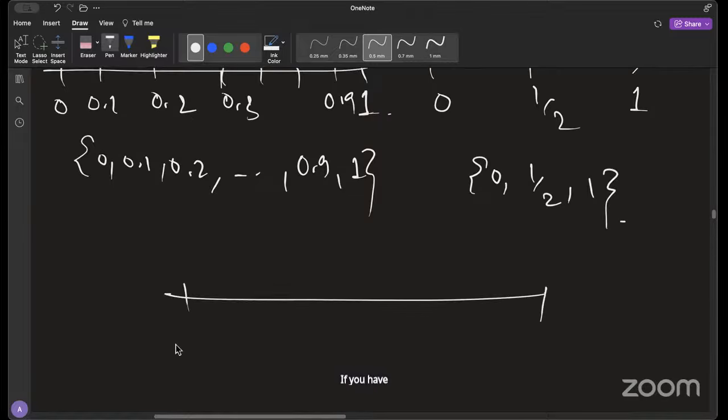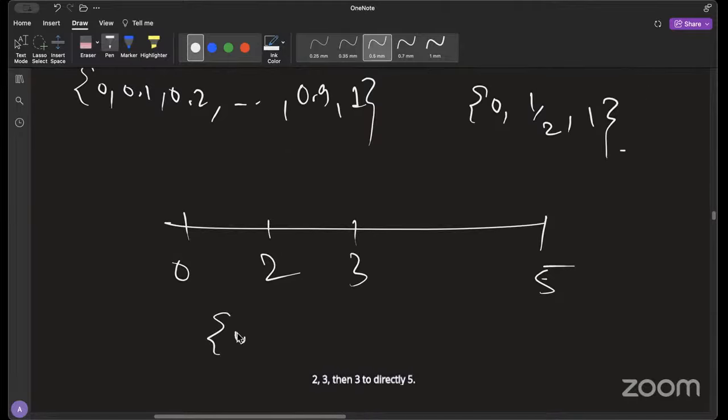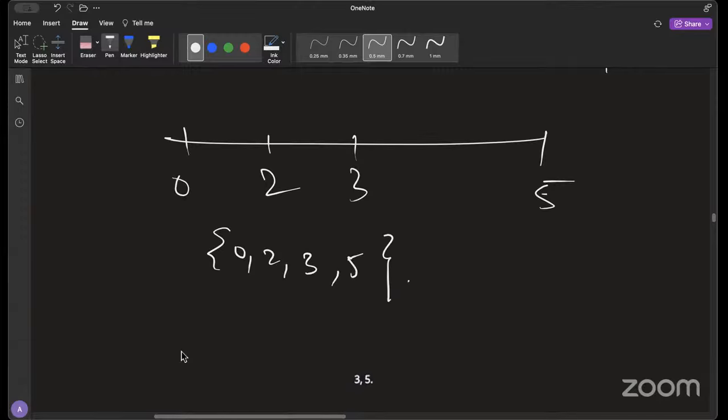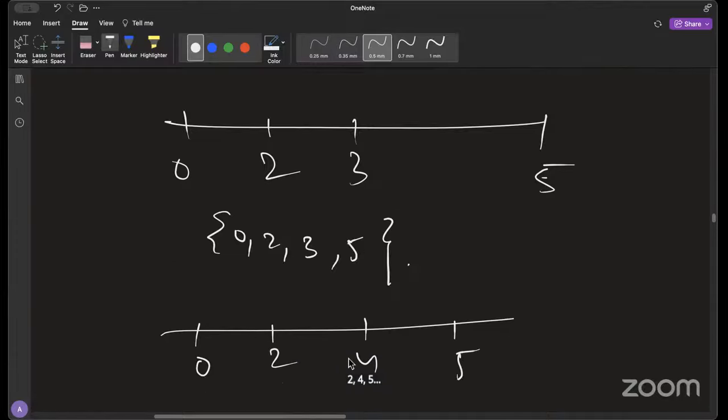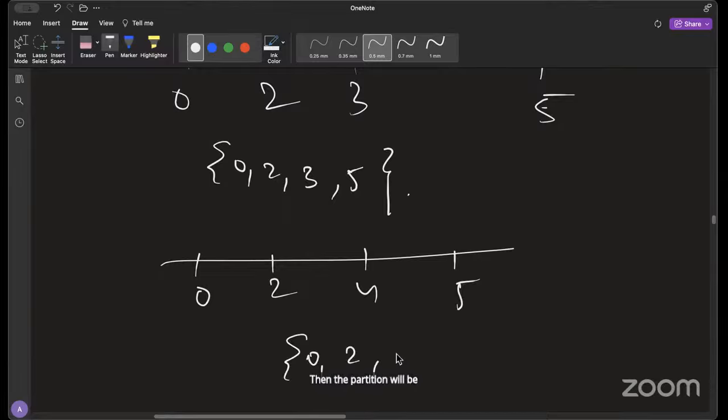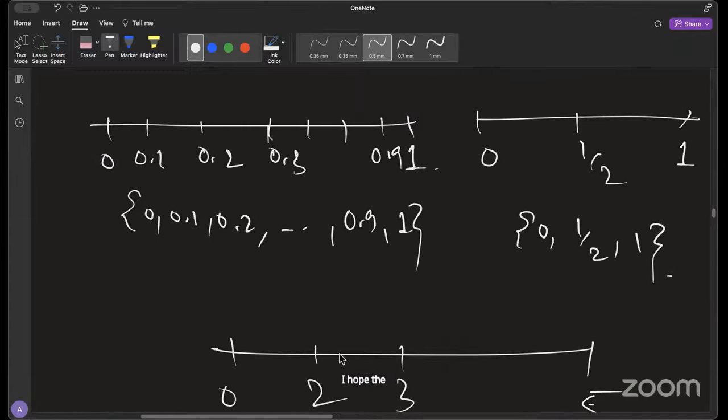If you have something like this, 0 to 1, or let's say you have 0 to 4 here, 5, then this could be 0 to 2, 2 to 3, then 3 directly to 5. The partition would be 0, 2, 3, 5. If instead you do this, 0, 2, 4, 5, then the partition will be 0, 2, 4, 5. I hope what partition means is clear to everyone.